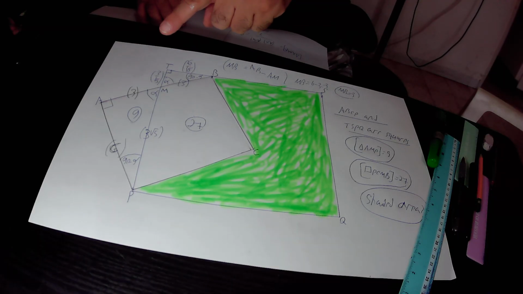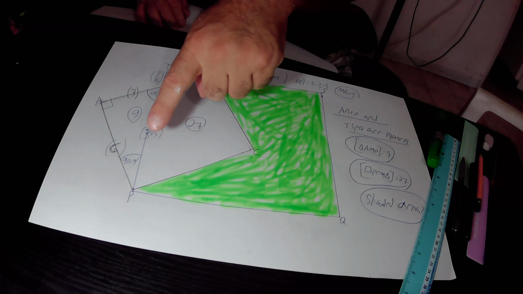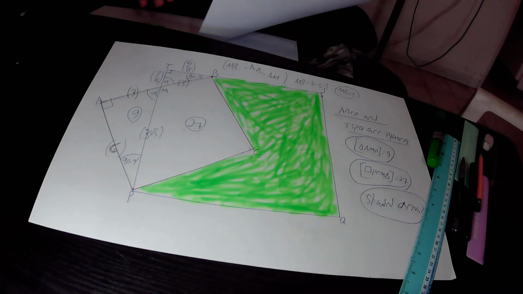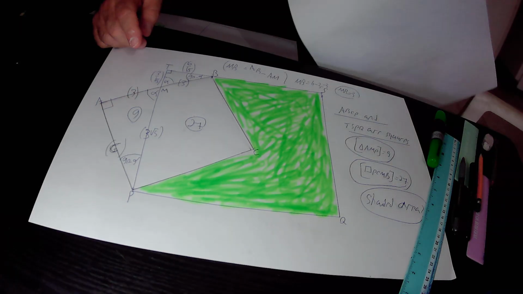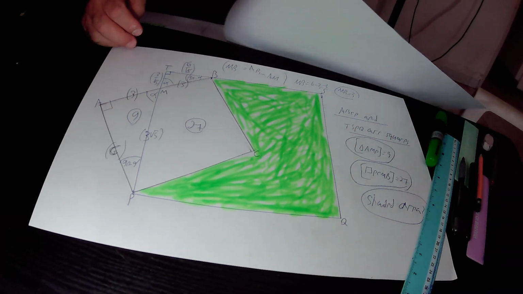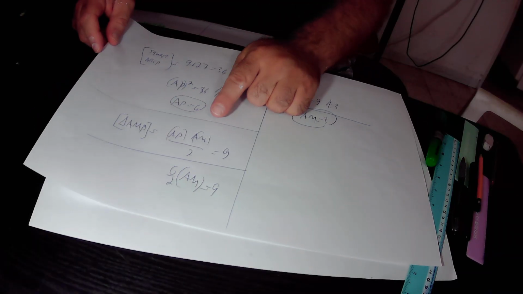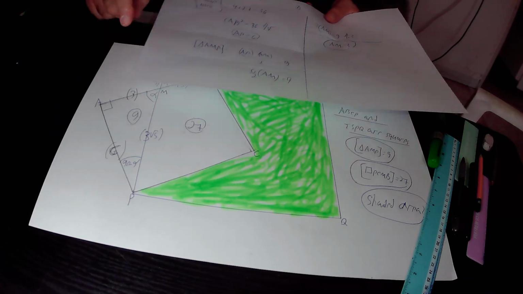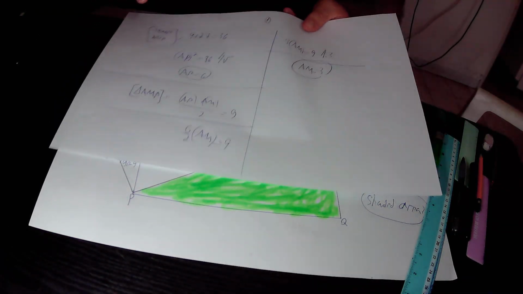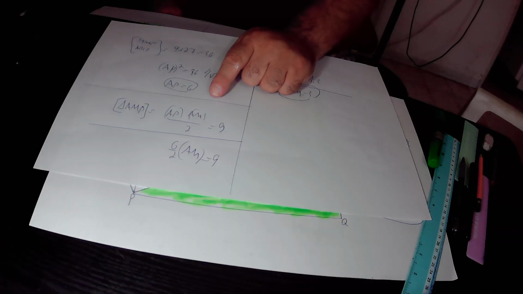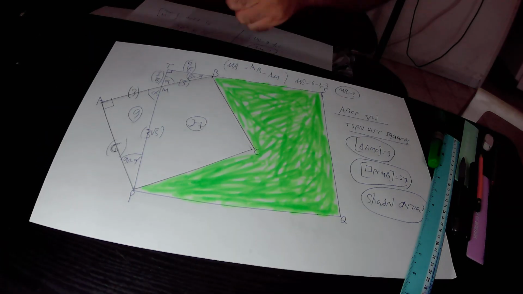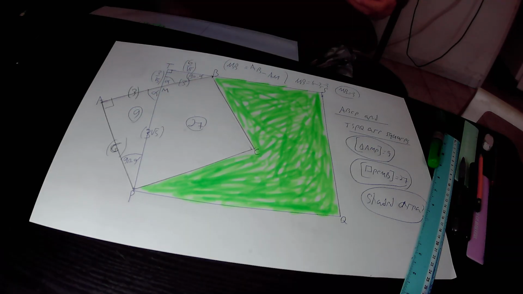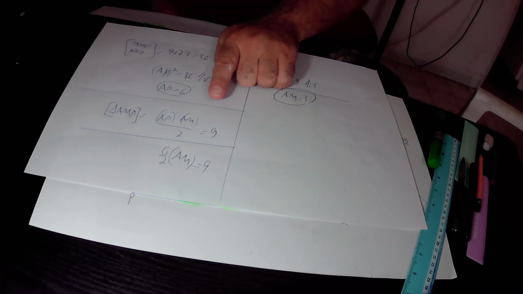Therefore, the area of this triangle AMP must be equal to the base of the triangle, that is AP, times the height to the base, AM, over 2. AP is 6, times AM, the missing side, over 2. But it is given in the question that the area of this right triangle AMP is equal to 9 square units. So we can substitute the area by 9.